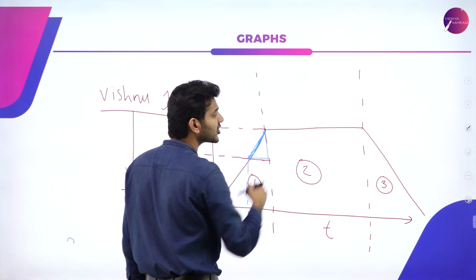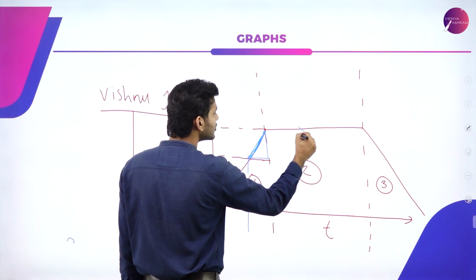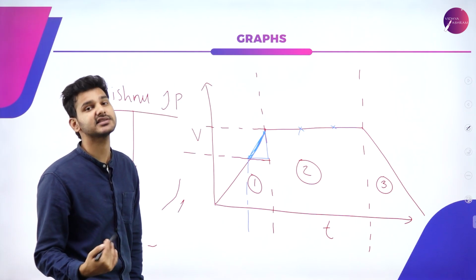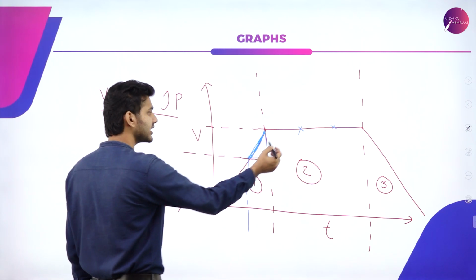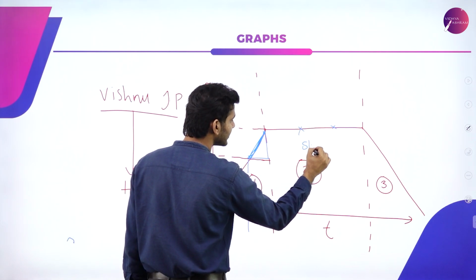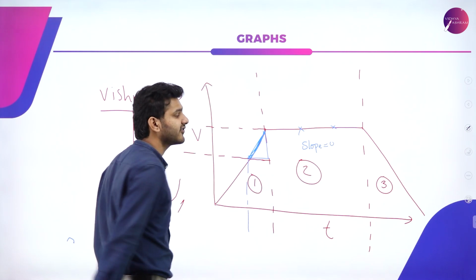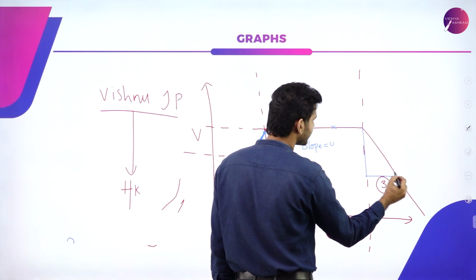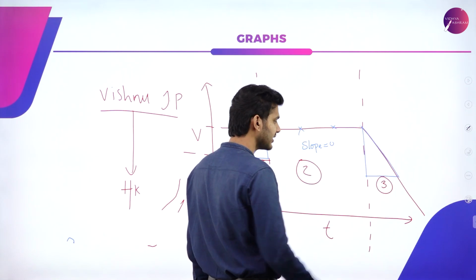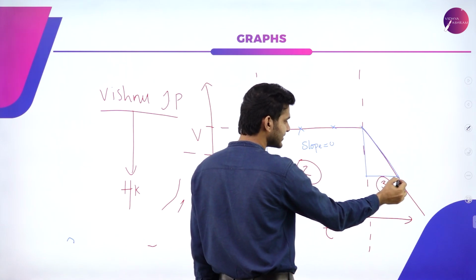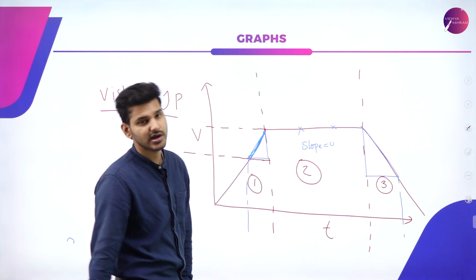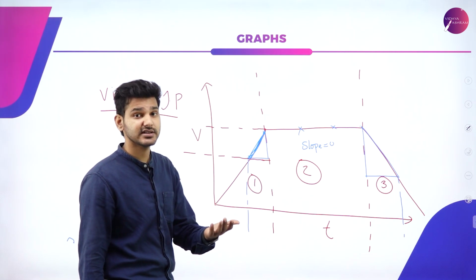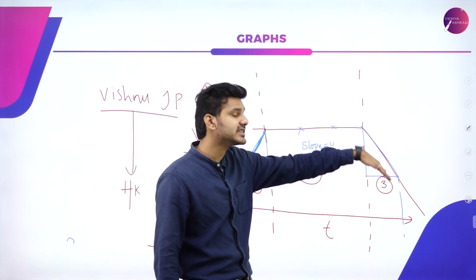Now here, I am not even able to take slope because there is no change in y-axis. Del y is equal to 0. So 0 by any quantity is again 0, which means the slope here is 0. And finally here, if I take the slope, let's say this is the area under which I am taking my slope, then again there is a change in y-axis, and here there is a change in x-axis. Now the value will be negative. Why is it negative? It is because the velocity is decreasing.